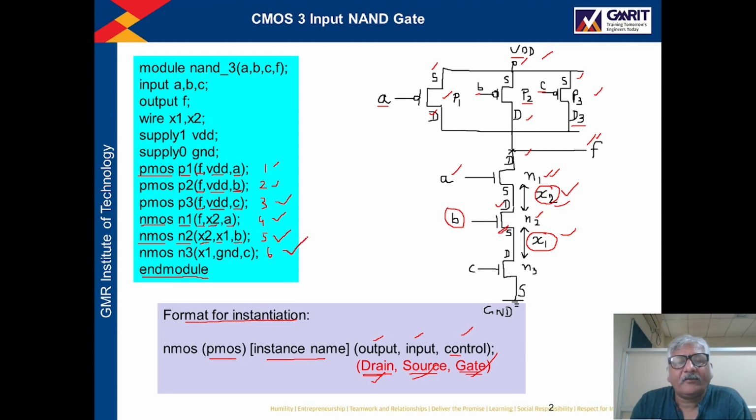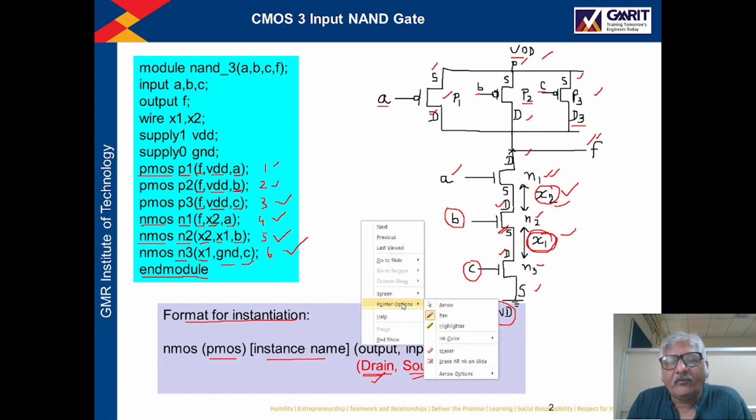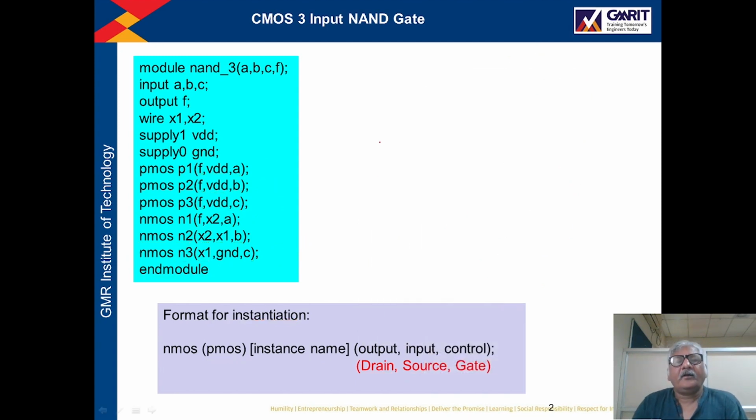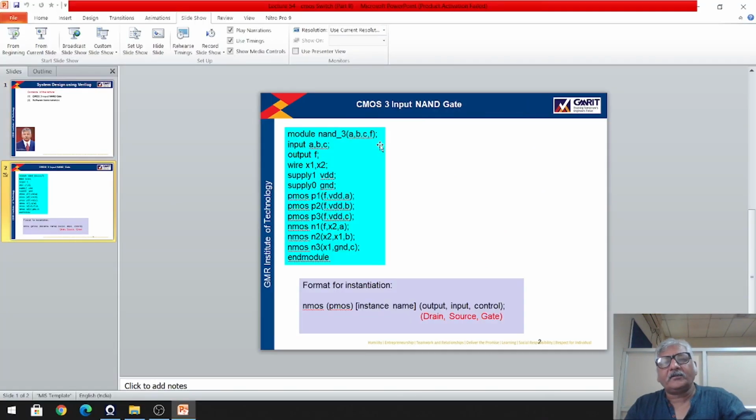Now instantiation statement number 6. It is for my NMOS N3. This is my N3. So drain, source, gate. Drain terminal of N3 is declared as wire X1. So X1, source terminal is connected to ground, and gate is C input. So X1, ground, C. So in this way, this is the code for 3 input NAND gate. Okay. So now I will just show you the demonstration for this.